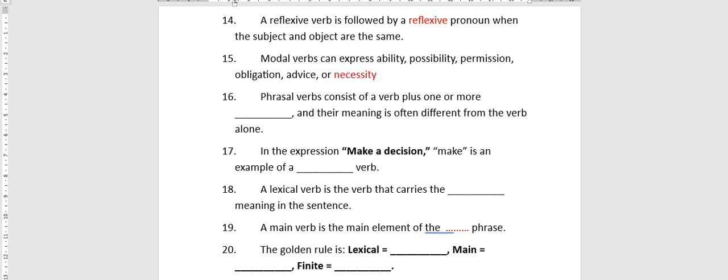16. Phrasal verbs consist of a verb plus one or more particles and their meaning is often different from the verb alone. ماشي أو إيه. one or more إيه particles بين قوسين اللي هما إيه adverb or preposition.